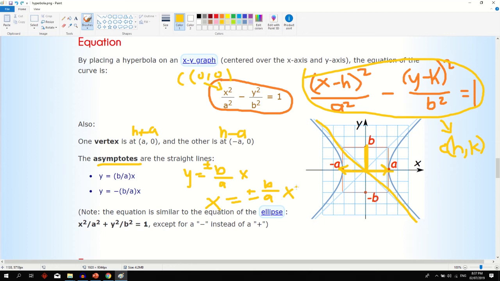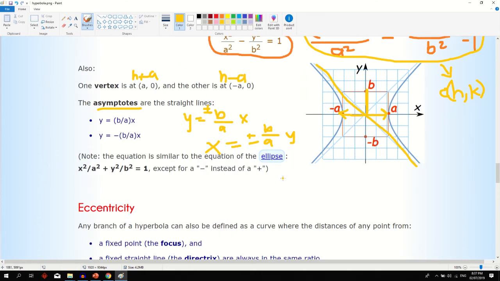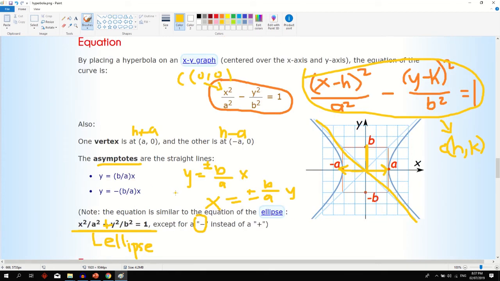Okay, what happened? It's supposed to be y. So, similar, there's a note here. What is this equation? It is for the ellipse. Now we just change it from positive to negative and it will become the hyperbola.